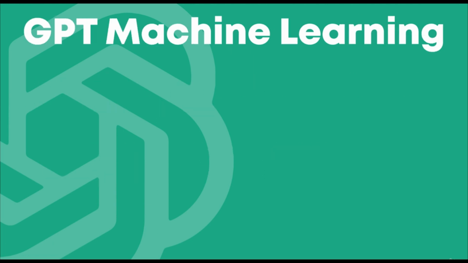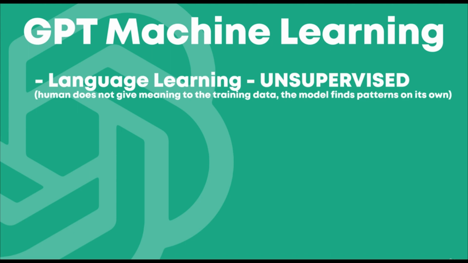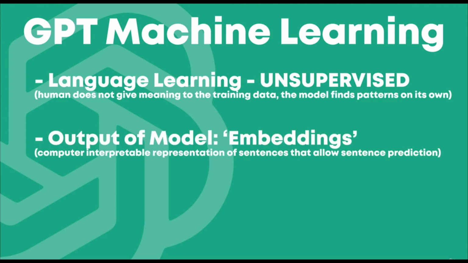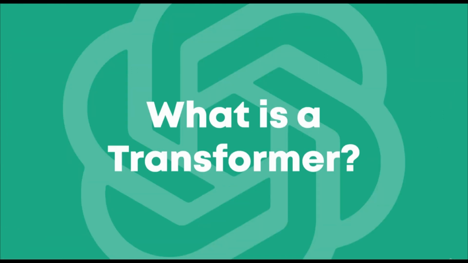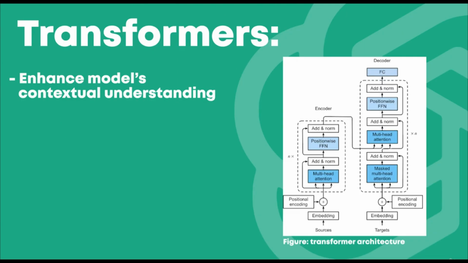ChatGPT and earlier GPT models use varieties of these techniques in an unsupervised fashion, and this means that it's learning without any training labels, so without any human giving it meaning about what it's learning, and instead it tries to figure out the overall patterns in the data. The output of these operations are so-called embeddings, which are no more than computer-interpretable numerical representations of the sentences that allow for sequence or sentence prediction. In the next step, these embeddings are fed into a transformer. Transformers are the backbone of the GPT models and enhance the model's contextual understanding by introducing an attention mechanism.